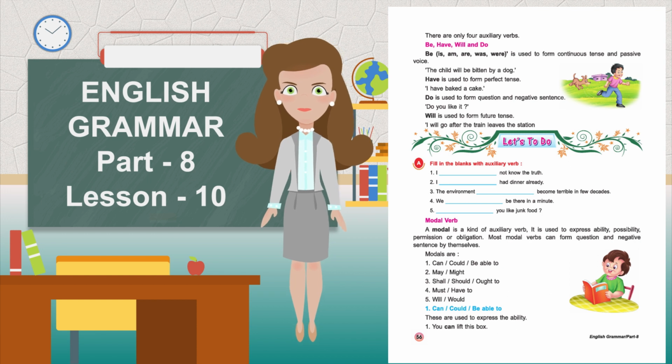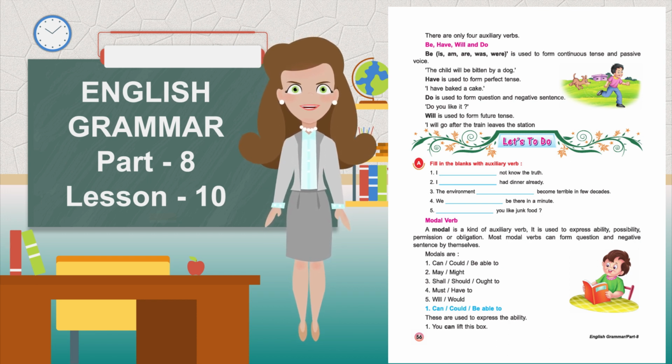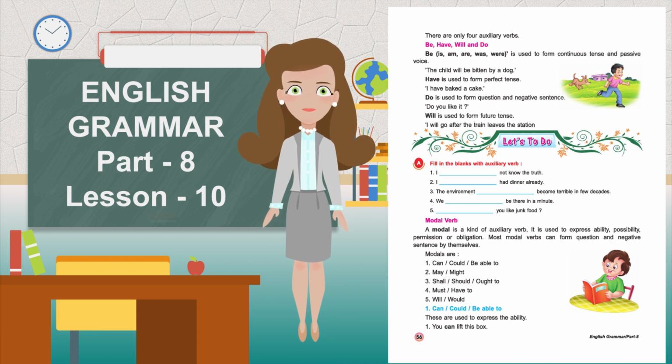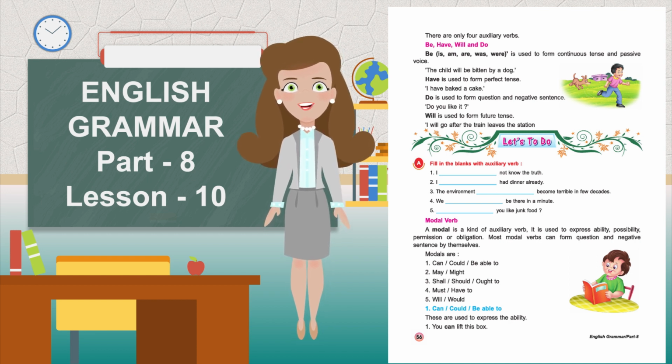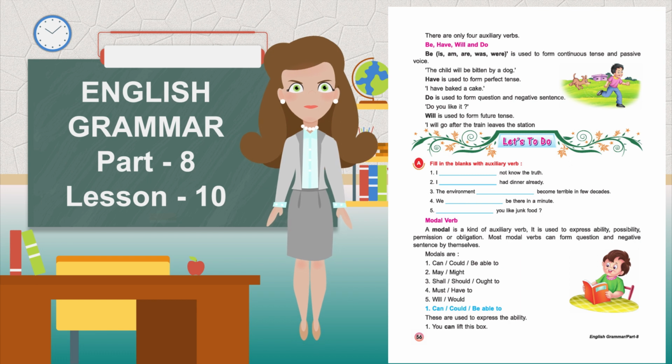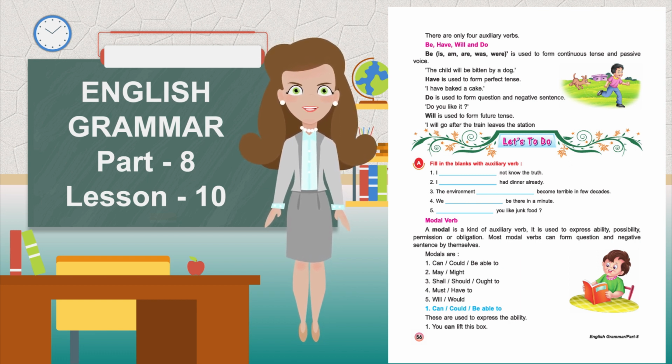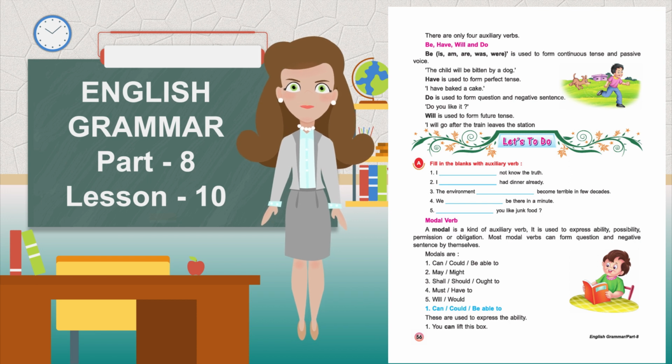Be, is, am, are, was, were, is used to form continuous tense and passive voice. The child will be beaten by a dog. Have is used to form perfect tense. I have baked a cake. Do is used to form question and negative sentence. Do you like it? Will is used to form future tense. I will go after the train leaves the station.